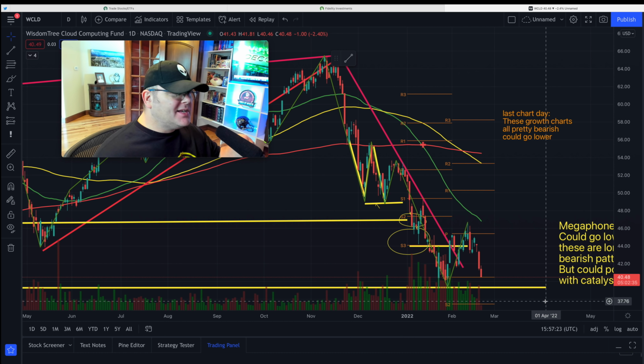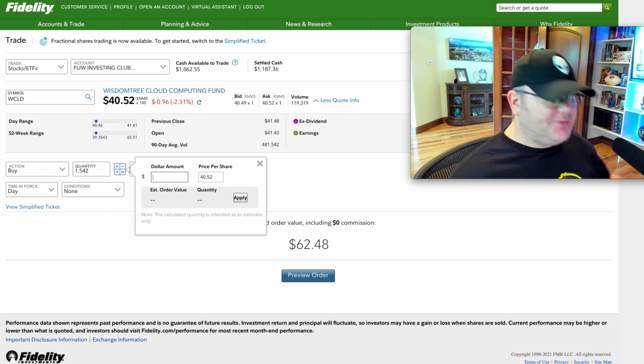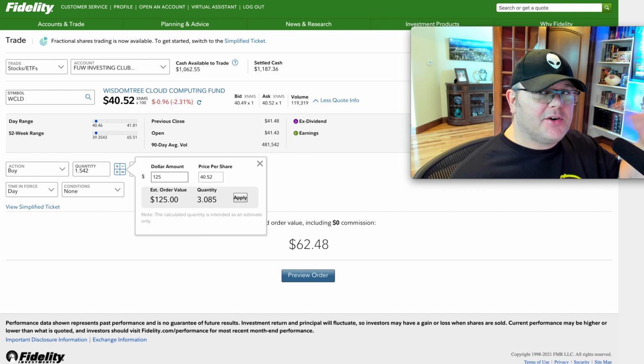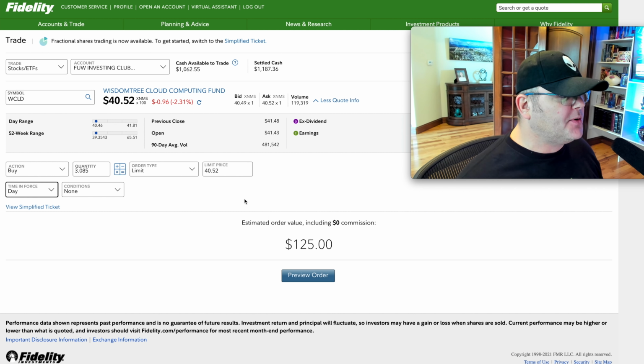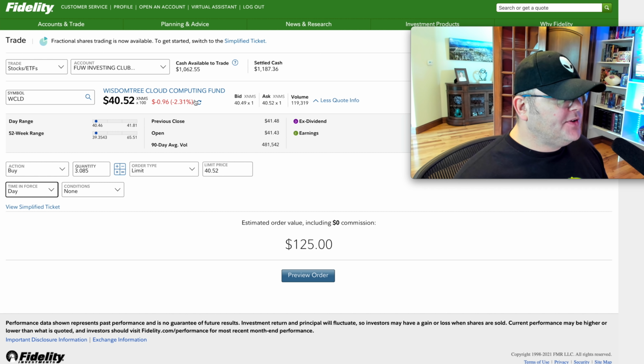Let's see if we can get some close to $40. I think it's a good starting point. This one, we're gonna go ahead and do a 50% position. If it goes lower, we still have 50% we can add. So on this one, guys, WCLD, we're actually gonna buy a 50% position. So that's $125 because we want $250 total to start with. So that's gonna give us a little over 3 shares at $40.52.